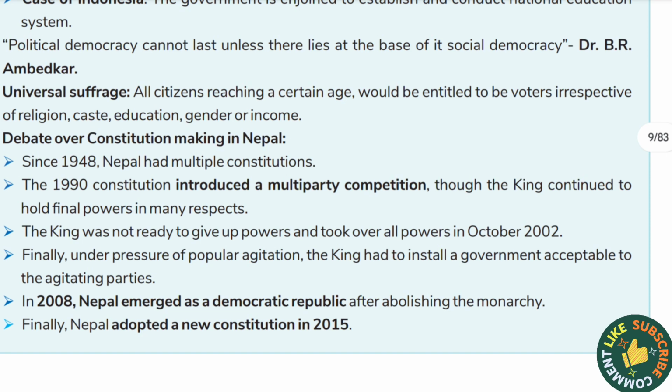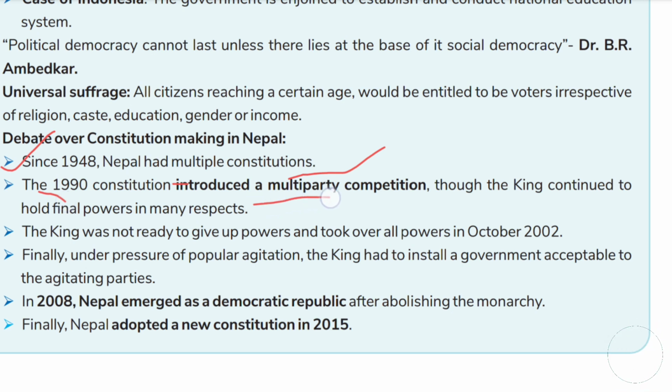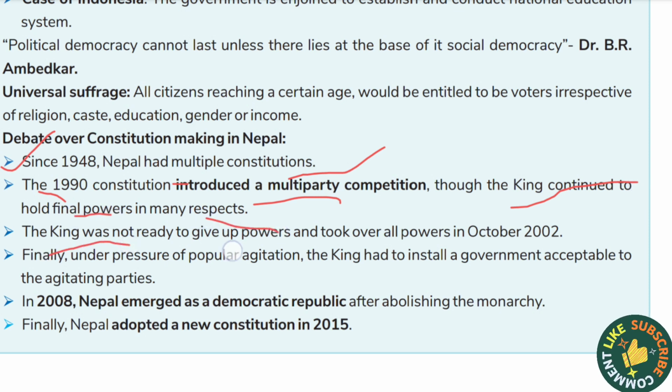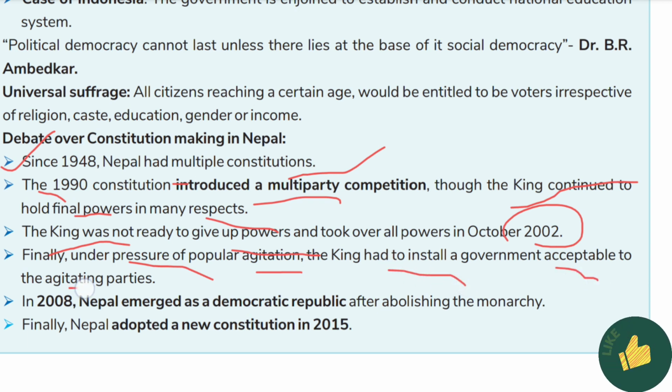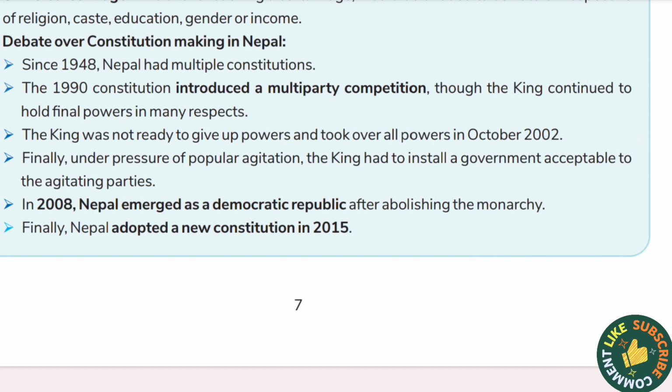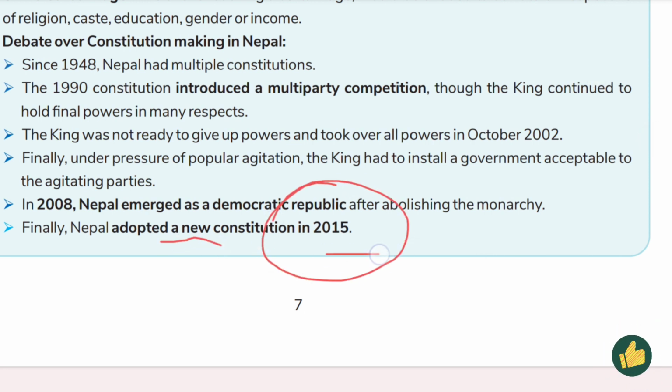The debate over constitution making in Nepal. Since 1948, Nepal had multiple constitutions. The 1990 constitution introduced multi-party competition, though the king continued to hold final powers in many respects. The king was not ready to give up powers and took over all powers in October 2002. Finally, under pressure of popular agitation, the king had to install a government acceptable to the agitating parties. In 2008, Nepal emerged as a democratic republic after abolishing the monarchy. Finally, Nepal adopted a new constitution in 2015.